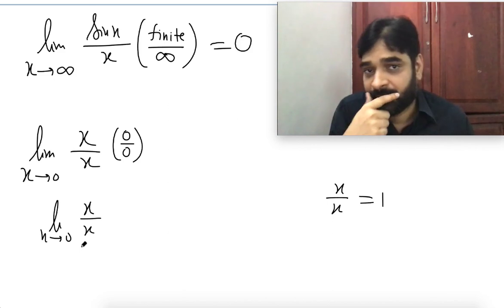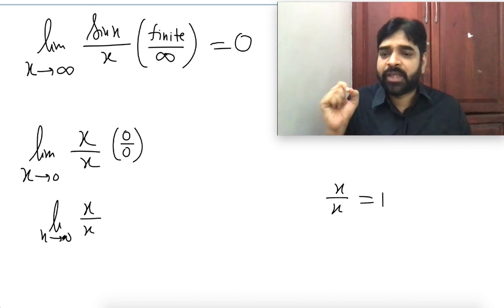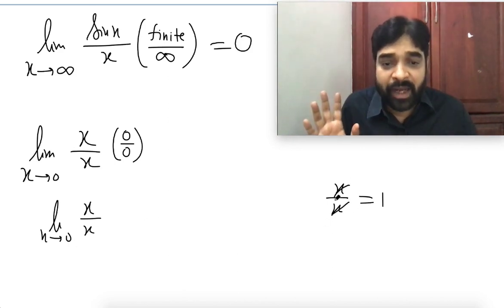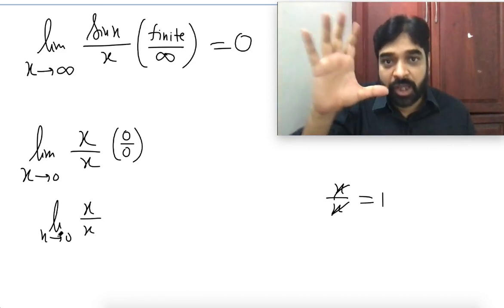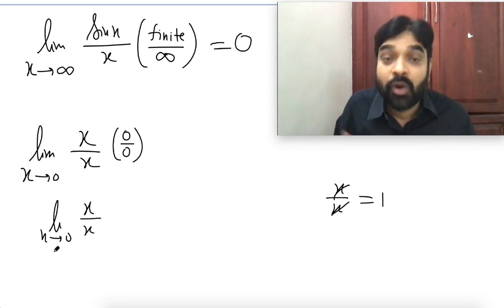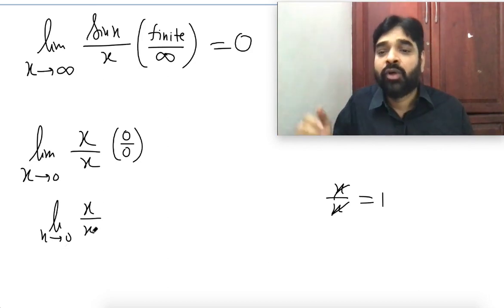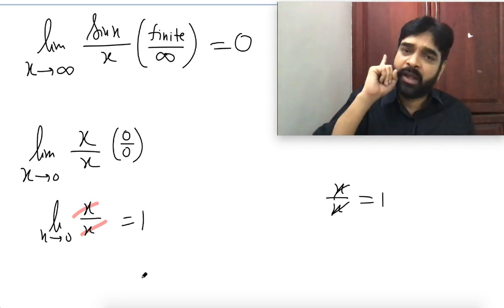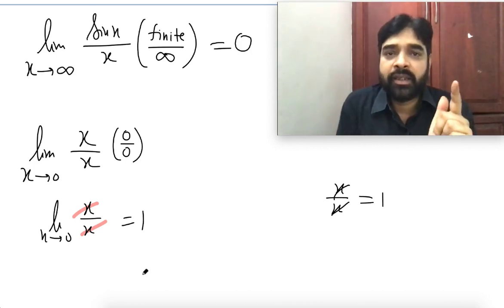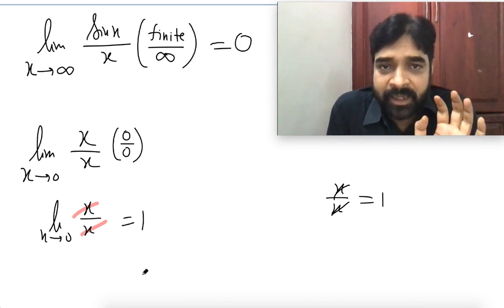Can I cancel here? Yes, we can cancel. Because you can cancel when x is not 0. Here x is near to 0. What is the meaning? Is x 0? No, x is near to 0. If x is not 0, then why should we worry? Cancel it. The value will be 1, which means the answer of this limit will be 1. Understood all of you? Is it clear?